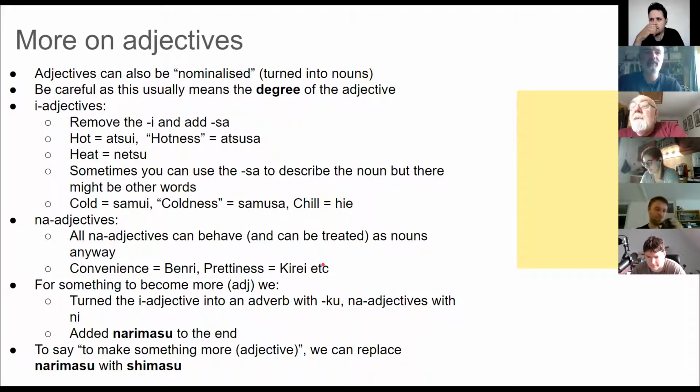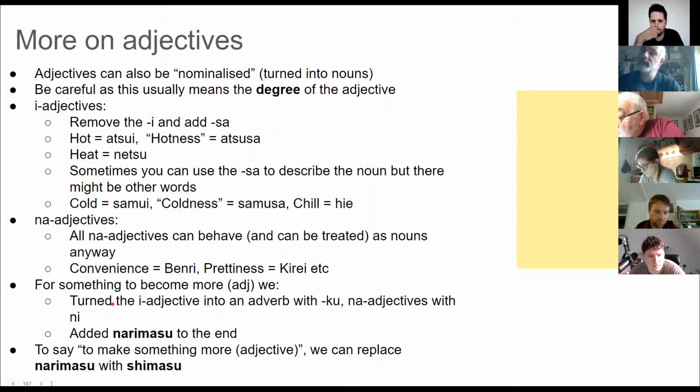Hi. Okay, so we're just revising what we did at the last session. So this was just this nominalization of adjectives for e adjectives replacing e with sa. So atsui becomes atsusa, and then we don't have to do anything with na adjectives because they're already in this noun form.